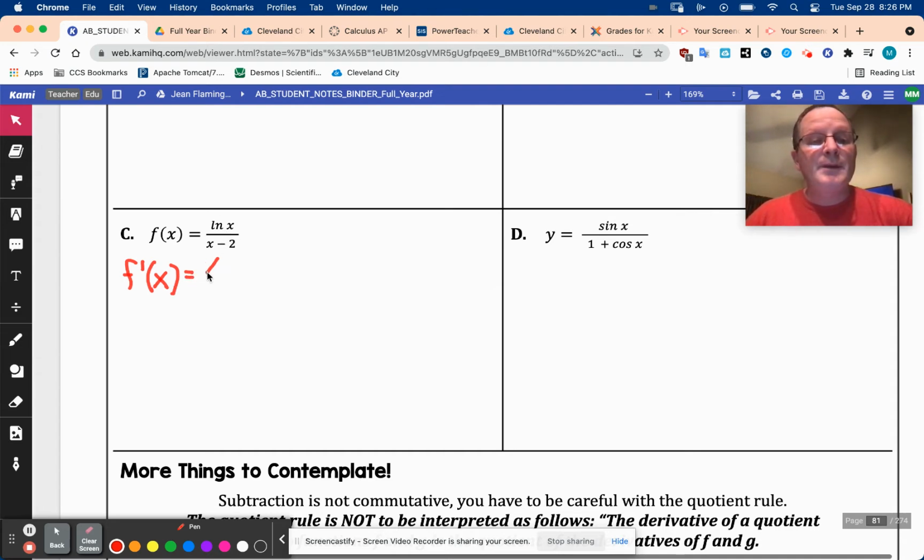So you always start with the denominator. So x minus 2 times the derivative of the natural log of x, which is 1 over x. Okay, minus the natural log of x, that's the top, times the derivative of the denominator, which is 1. So that's not so bad. And that is divided by x minus 2 squared.